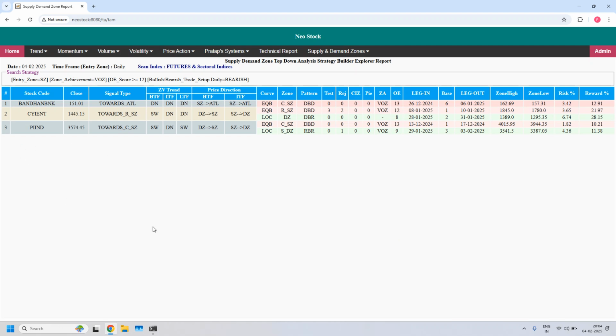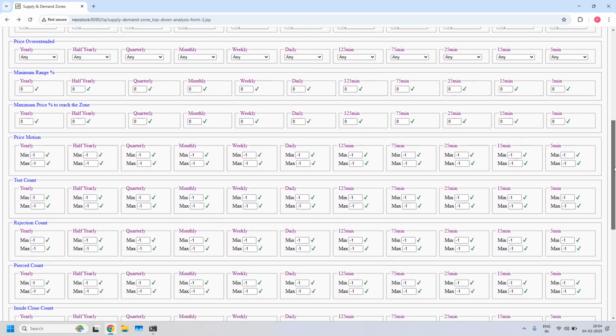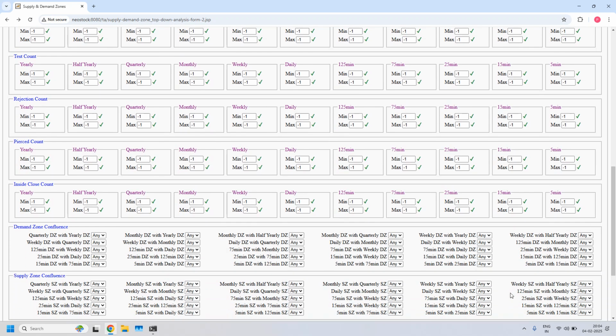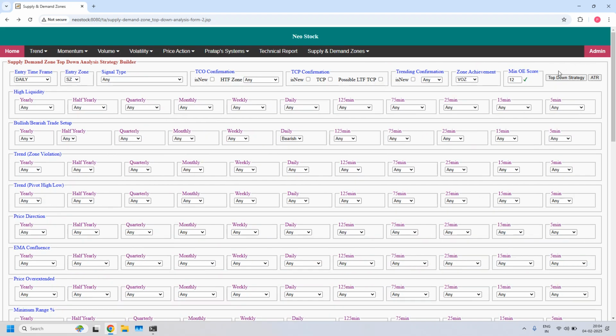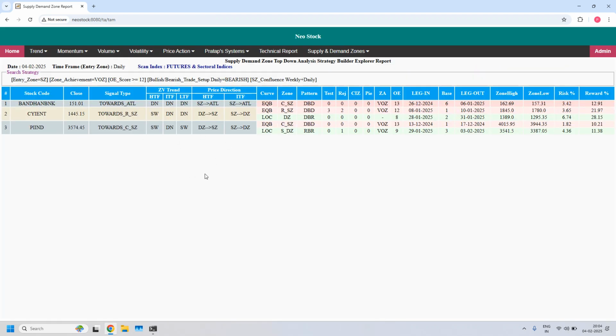Let's check whether these 3 stocks are having ITF supply zone confluence. That is a daily and weekly supply zone confluence. So with this filter, all 3 are filtered. That means all these 3 stocks, these 3 daily supply zones are overlapped with weekly supply zone. And weekly trend is down in all the 3 stocks, ITF trend. So weekly supply zones having weekly EMA, they are even more high probability trade setup supported weekly zones.